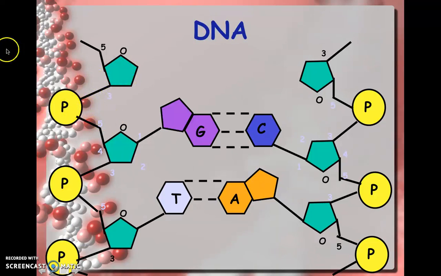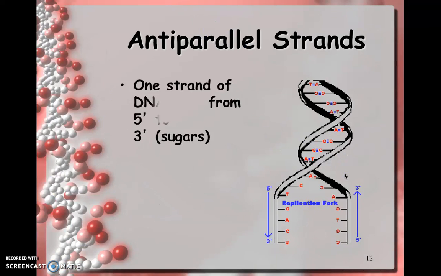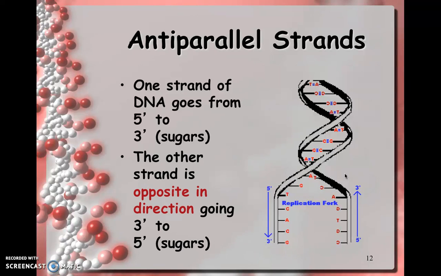So you have one that goes from this 5' to 3', and here you have this one running 3' to 5'. When we talk about DNA replication in the next lesson, it's going to be important to know the difference between the 5' and the 3' strands of DNA. Okay, so one strand goes from 5' to 3', and the other strand goes in the other direction. This is a simplified model of DNA unwinding so that it may be replicated. So you have your 5' to 3', your 3' to 5'.